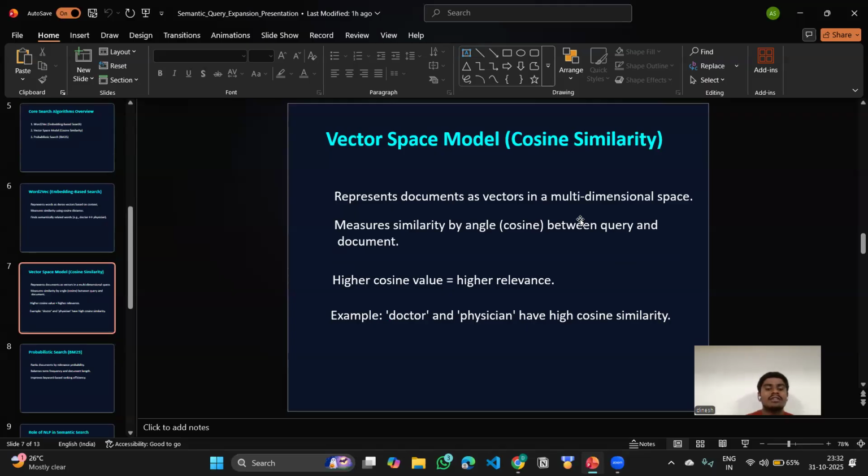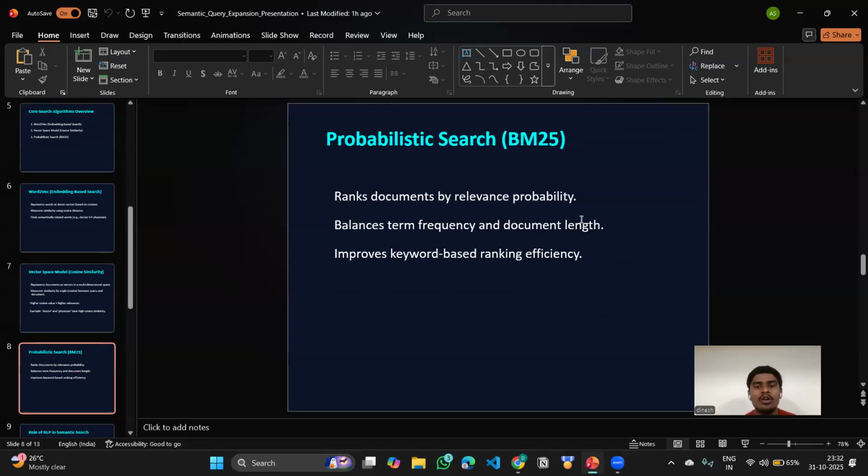What is the vector space model? It is a mathematical foundation for comparing vectors, where a smaller angle between a query vector and a document vector indicates high relevance. In general it means representing documents as vectors in multidimensional space. High cosine value equals high relevance. Probabilistic search, BM25. BM25 is excellent for traditional keyword matching, intelligently weighing term frequency against term weight.